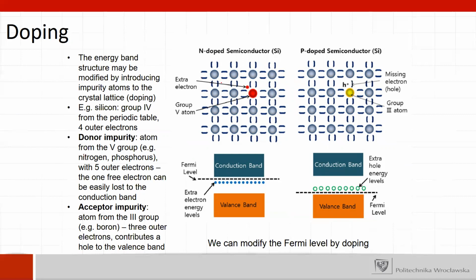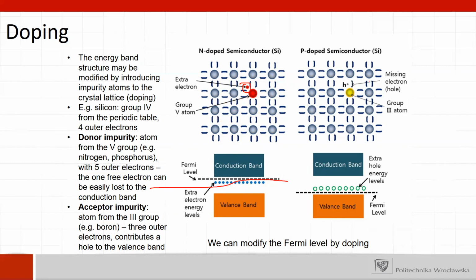So when we have silicon, we can add a donor impurity, which is an element from the fifth group. For example, phosphorus or nitrogen, then we will have one extra electron. And this extra electron can be easily lost to the conduction band. That's why we move the Fermi level closer to the conduction band, right?